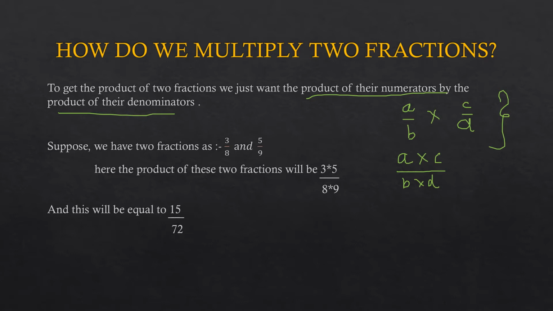Now let us make it clearer with an example. We are given two fractions, 3 by 8 and 5 by 9. When we want the product of these two fractions, we take the product of their numerators by the product of their denominators, meaning 3 into 5 by 8 into 9. 3 into 5 gives us 15 and 8 into 9 gives us 72.